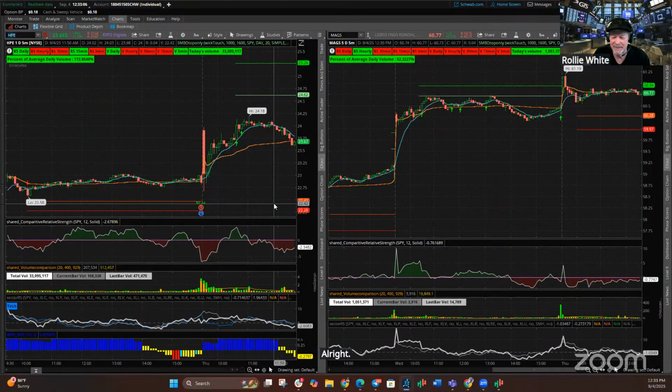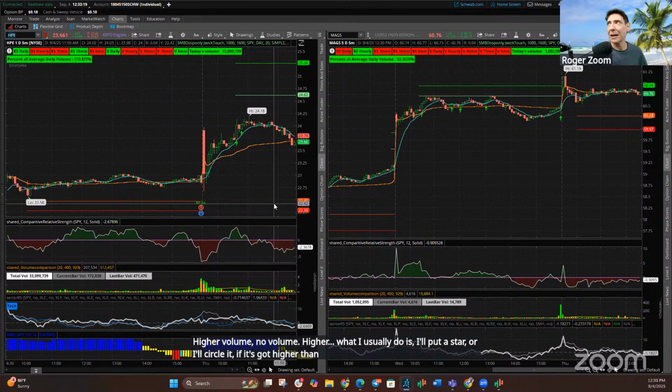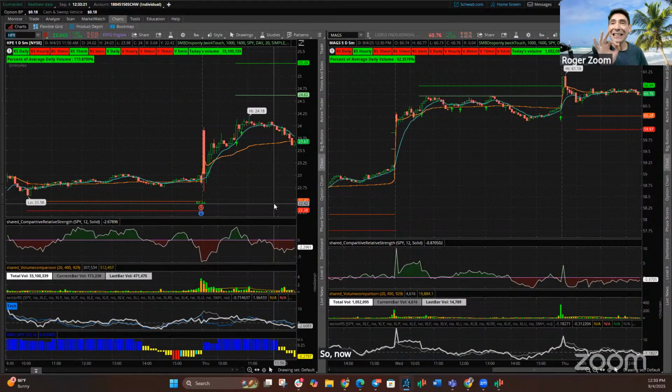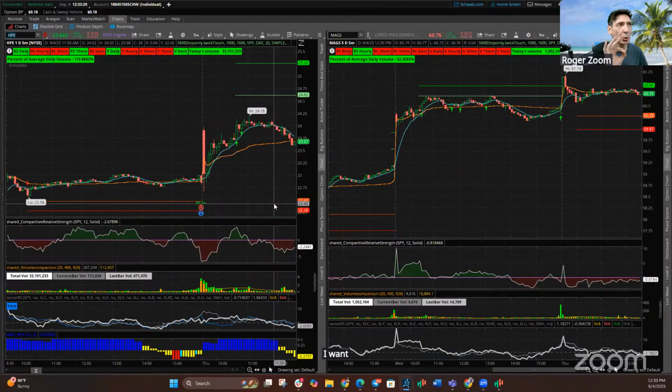All right, so then after I find, what I do is I put a little check mark. Higher volume, no volume. What I usually do is I'll put a star or I'll circle it if it's got higher than usual volume. Now, if it doesn't have higher than usual volume, it doesn't mean I'm not going to swing it, but it does mean I'm not going to day trade it. I want the higher than usual volume. Okay, now, I've got my list of stocks. I know which ones have high volume.